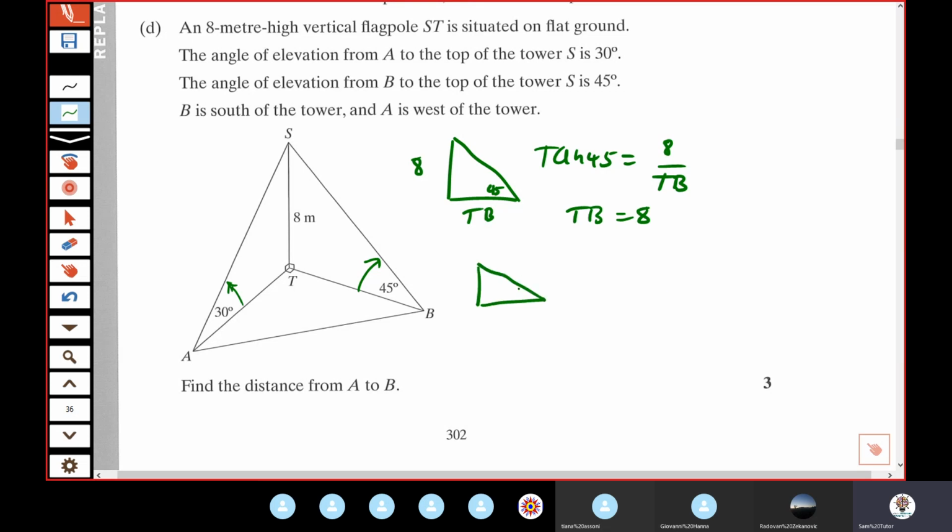There's another triangle. There's 30 degrees. That's 8. That's TA. Again, opposite over adjacent. So tan 30 is equal to 8 on TA. This time, tan 30 is 1 on root 3. Any questions at this stage? And then TA is equal to 8 root 3. Any questions?